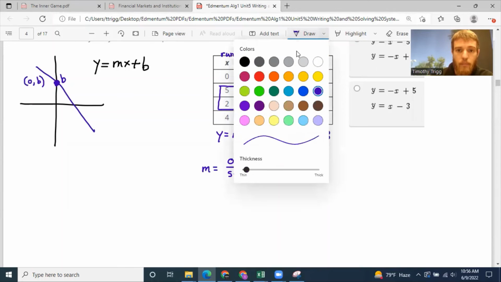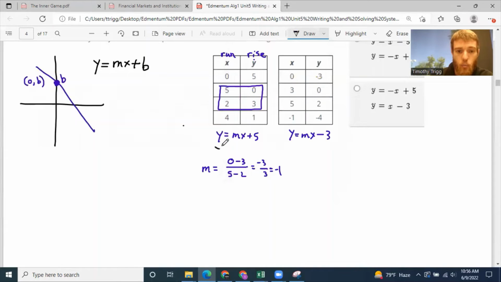So now we know the equation for this line. It's y equals, what's our m? Negative 1, x plus 5. They might not put the negative 1 there. They might just put negative x instead of negative 1x, because the 1 multiplied by x doesn't do anything there. When you multiply by 1, it doesn't do anything.